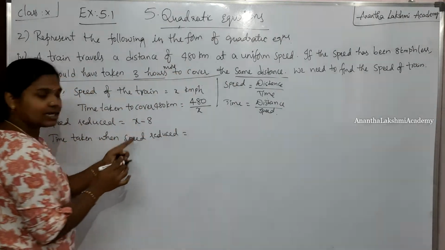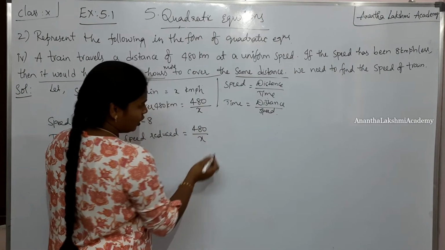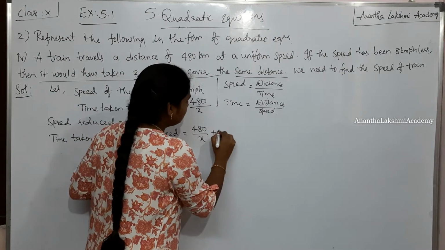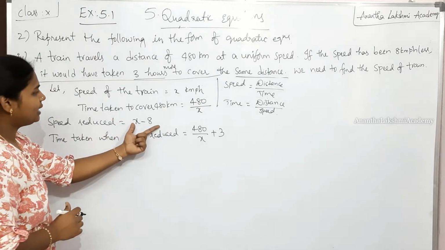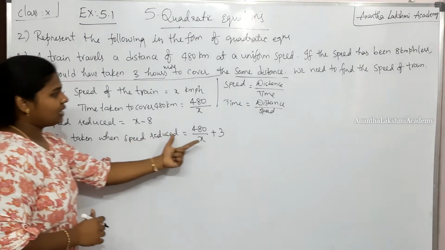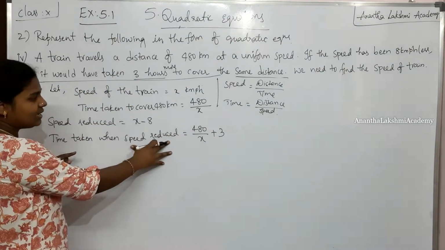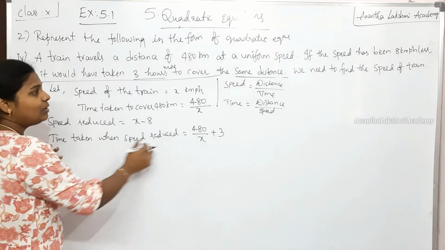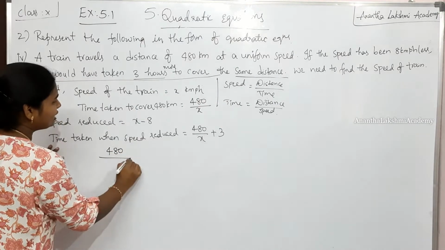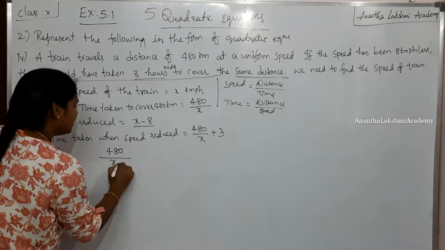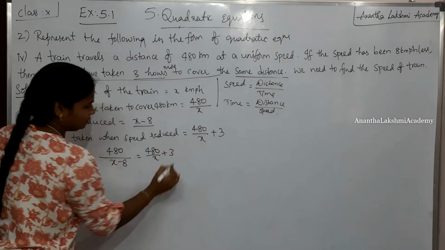So that is going to be, what is the earlier time taken? 480 by x. Along with that time, it took 3 hours more. Now, the reduced speed is x minus 8, and the time taken is 480 by x plus 3. What is the actual time formula? Time is nothing but distance by speed. The distance is the same, 480, by the speed, which is now reduced: x minus 8 is equal to 480 by x plus 3.